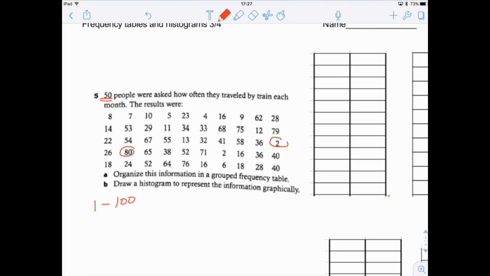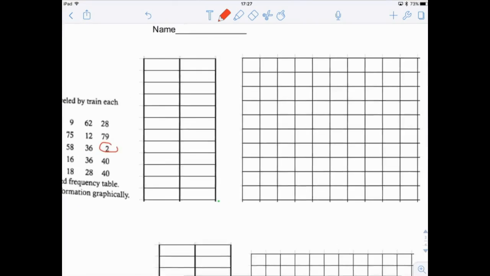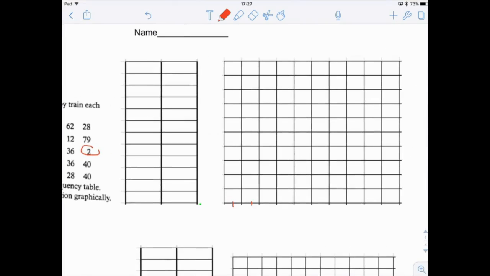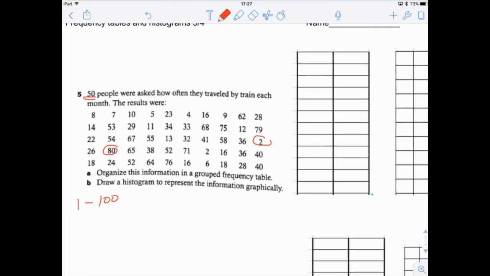If we have numbers from 1 to 100, maybe we could divide those into tens. That would be kind of a convenient unit to divide it in, right? Let's see if our graph paper is big enough for dividing by tens. Yeah, it is. So we're going to divide by tens. For example, the first one we're going to put 1 is less than or equal to x is less than or equal to 10. The next one's going to be 11 through 20. Next one's going to be 21 to 30, etc.